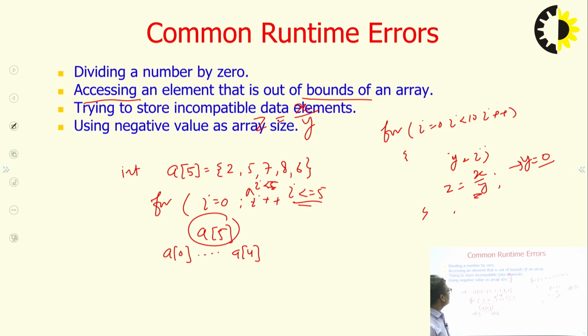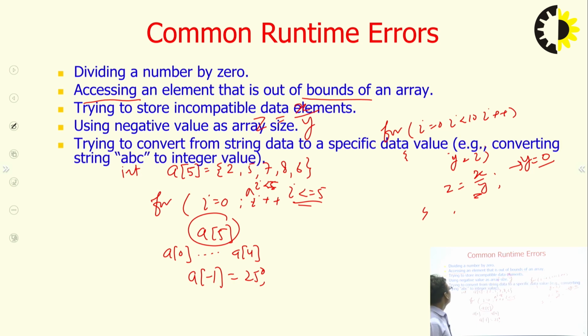Next, using a negative value as an array size. For example, if we are assigning a value like minus 25, the size is negative here, so you can't assign a negative value as an array size. Or you can say the array size is minus 5. This is also one kind of example for this.